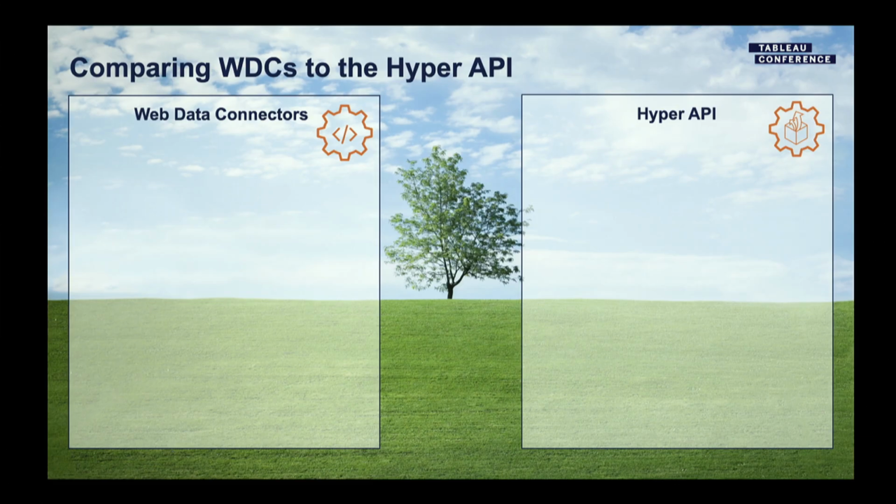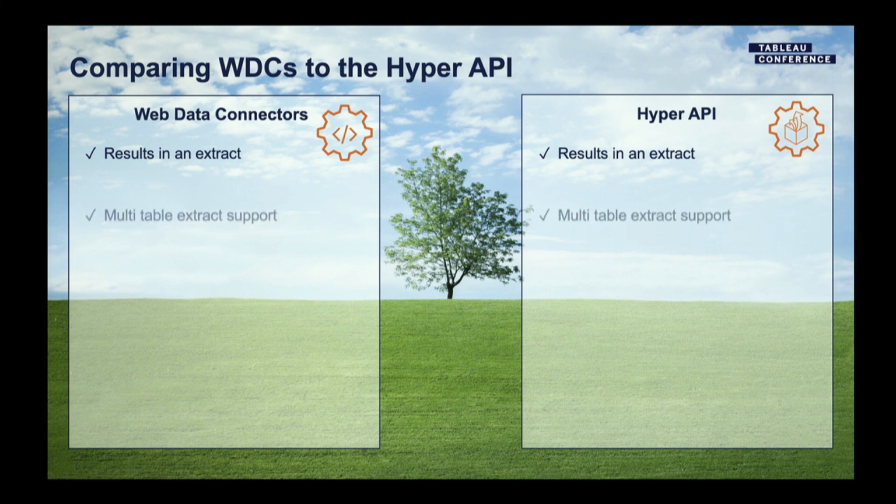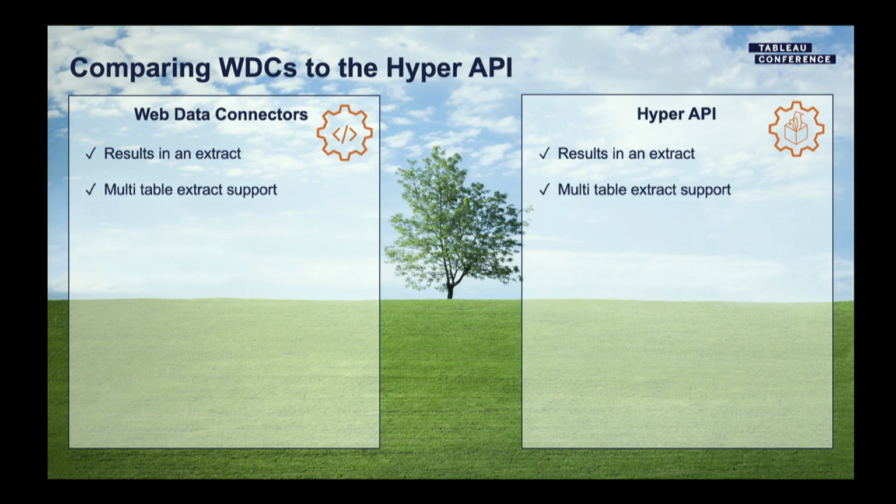So let's compare these two different APIs. On the left, we have our web data connectors. Both the web data connectors and the Hyper API result in an extract. So at the end of the day, you're still working with an extract regardless of which choice you make. They both have multiple table support. They both offer full and incremental refresh support as well.